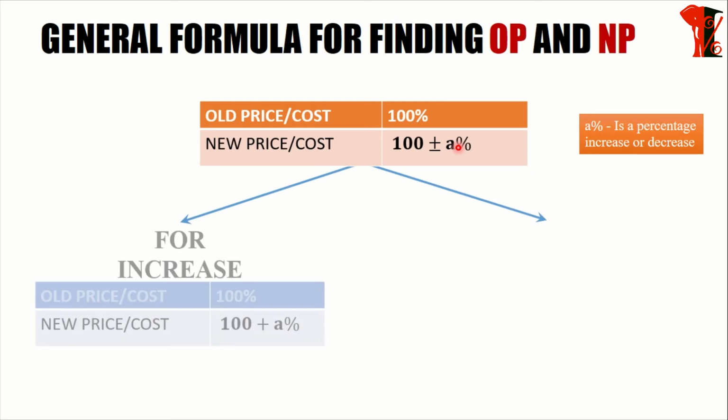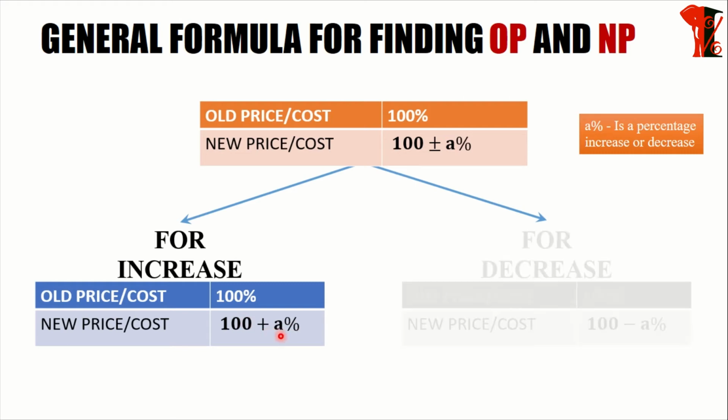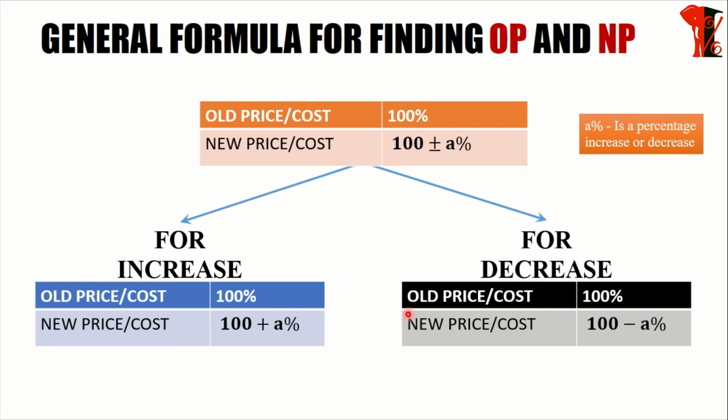One is for increase. For increase, the old price is 100% and the new price will be 100 plus a%. That means the price has increased by a%. The second one is for decrease. Here the old price is 100% and the new price will be 100 minus a%. When you compare these two, you can see the old price always remains 100%, and the change happens only in the new price. If it is an increase, the percentage will be added. If it is a decrease, the percentage will be subtracted.